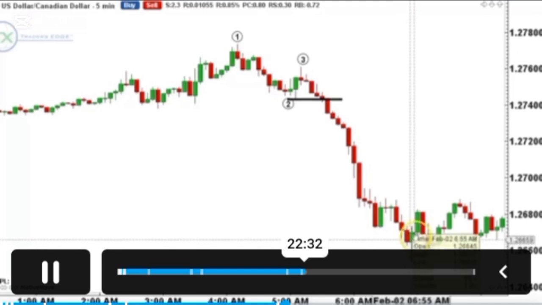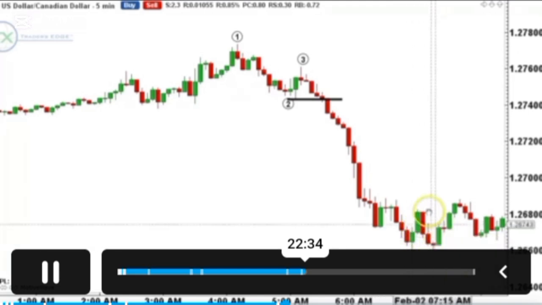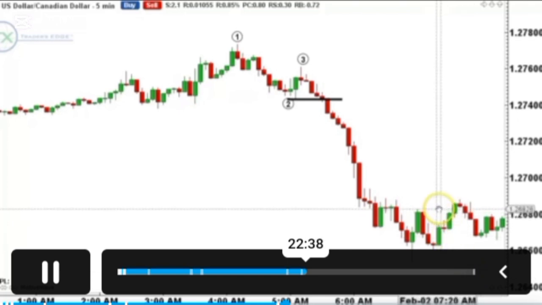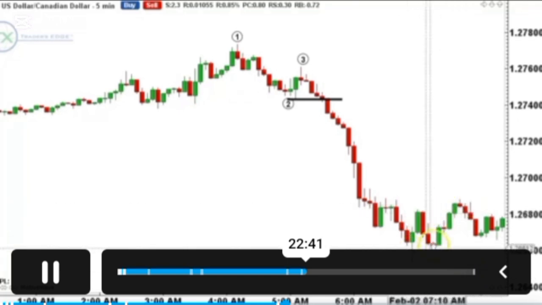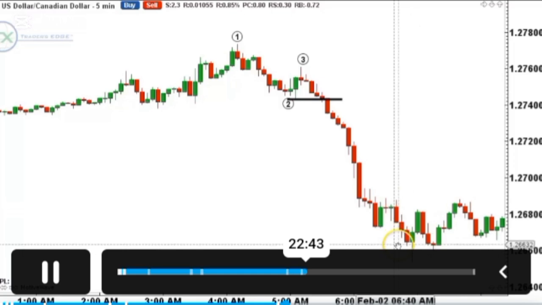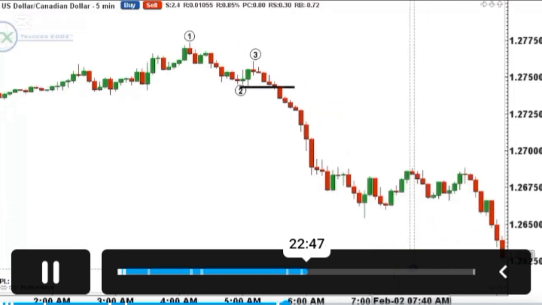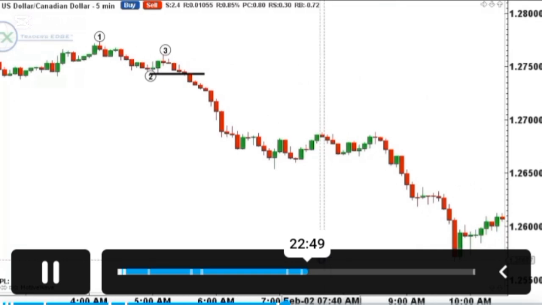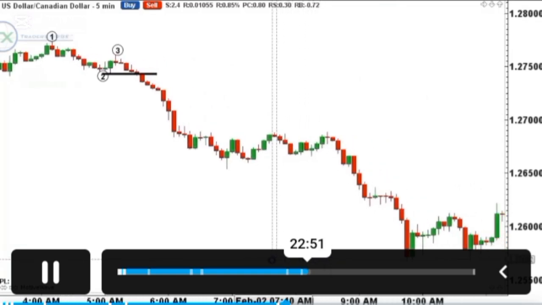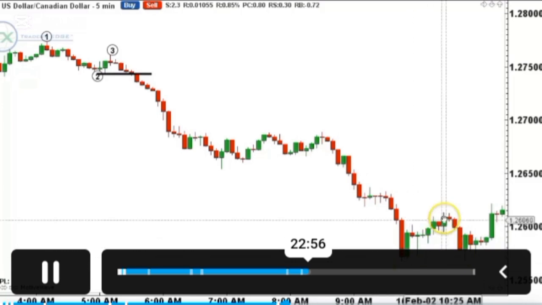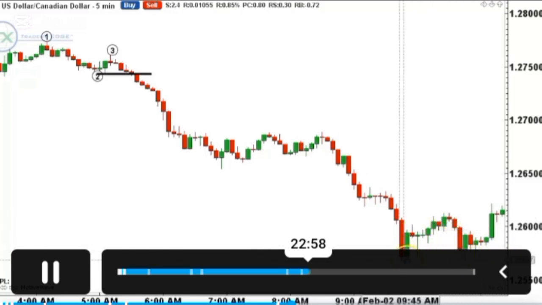We have 1, 2, 3, 4, 5. That's it. Okay, and we would have gotten triggered, of course, but we don't have enough candlesticks in the pattern, so we want to throw that out. Okay, and the market moves lower. Okay, this is an example where technically we have a 1, 2, 3 reversal pattern on the bottom.